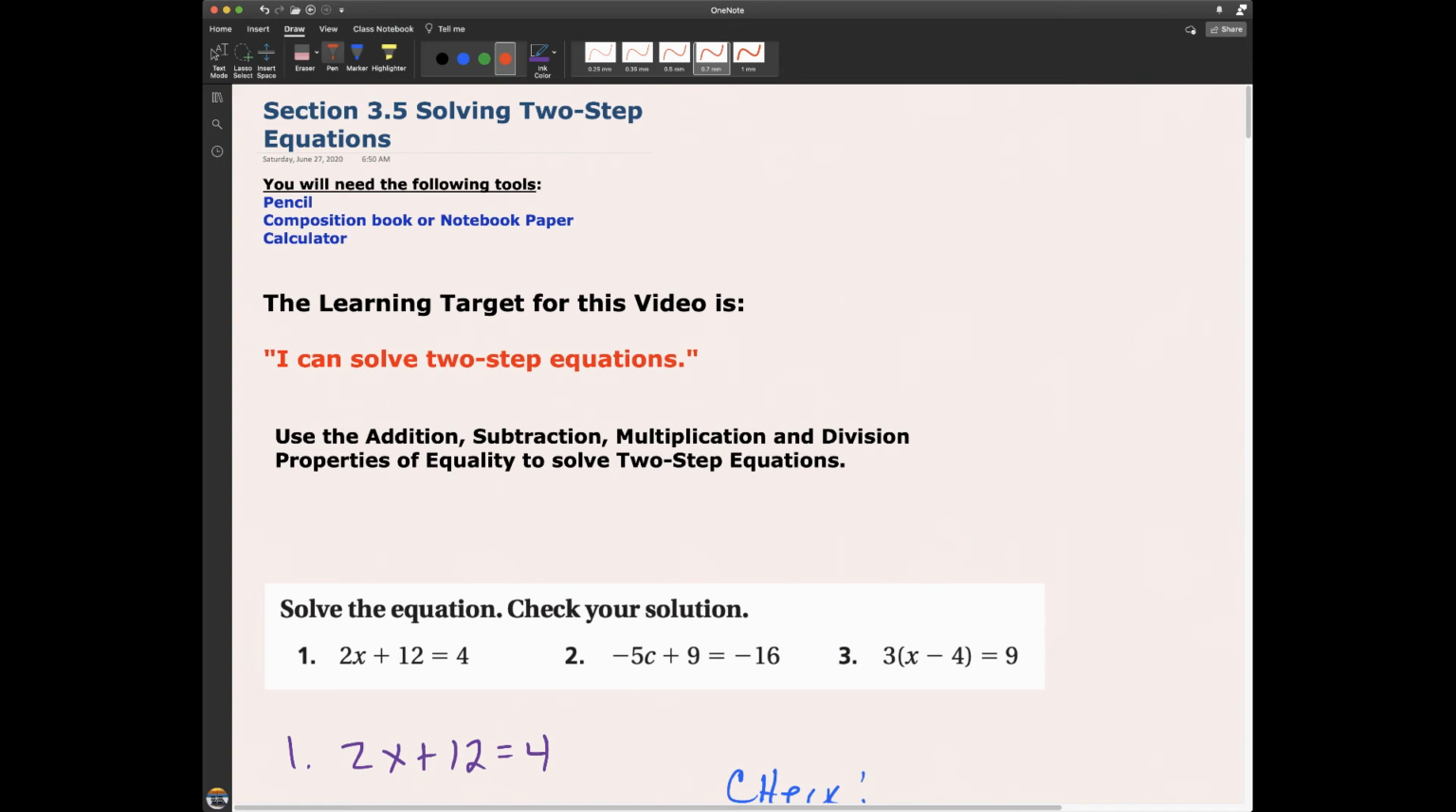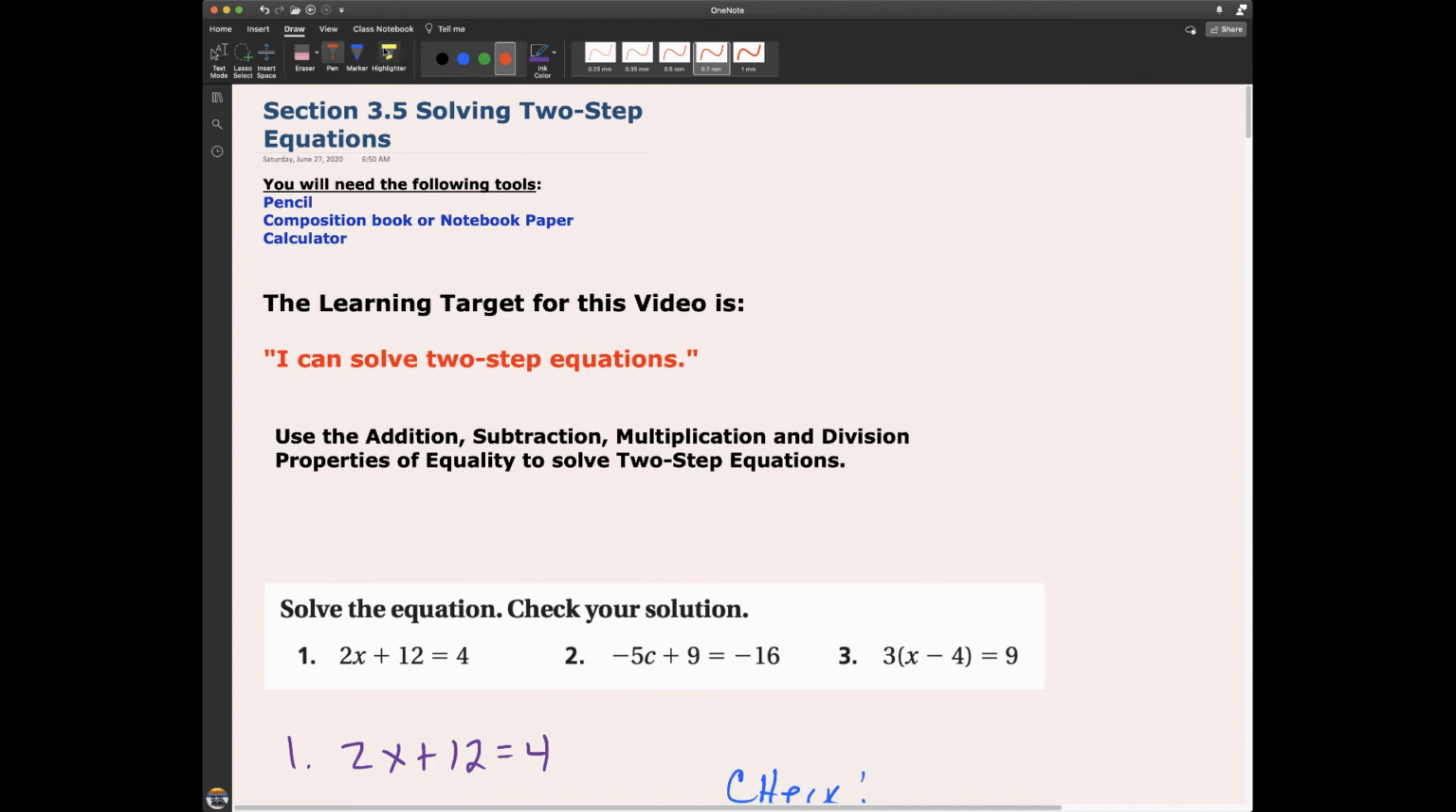So what is a two-step equation? Well, a two-step equation basically is what you think it is. It takes two steps to go from where the equation is to where the variable is all by itself. So it takes two steps to isolate the variable on one side of the equation. And we're going to do a lot of examples, and you're going to work on some examples in this video.